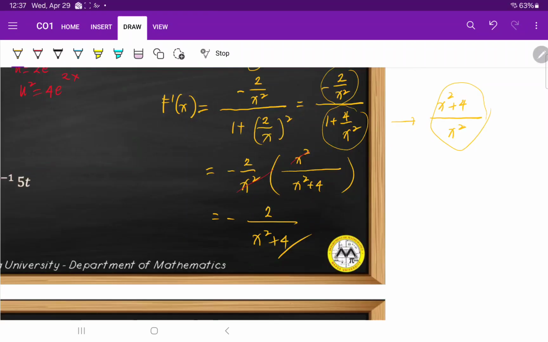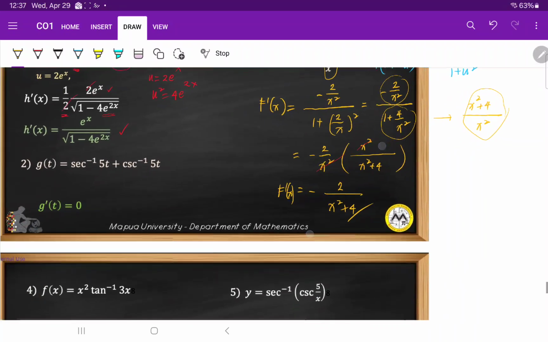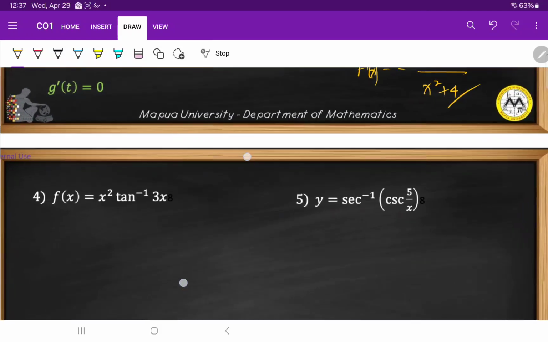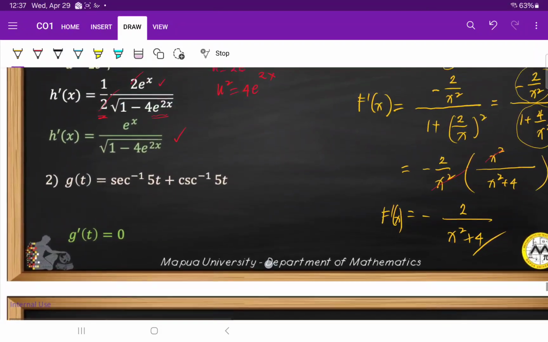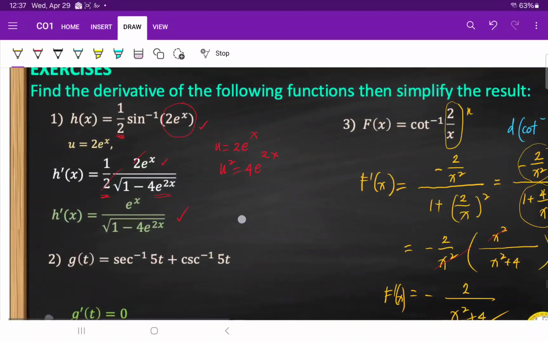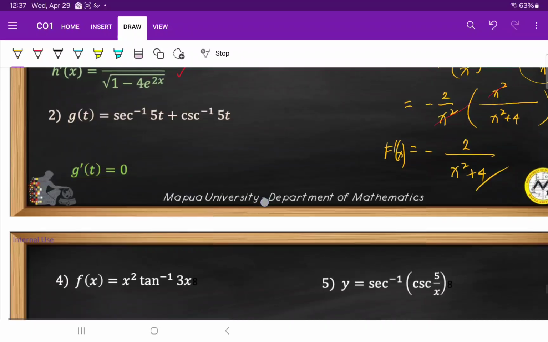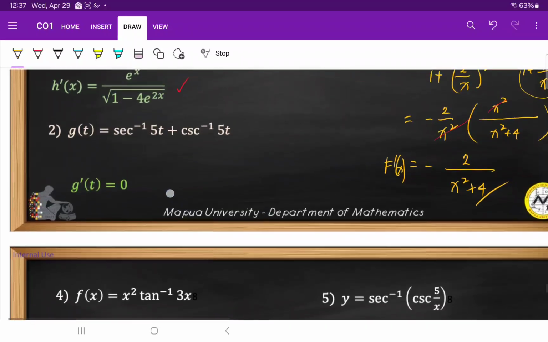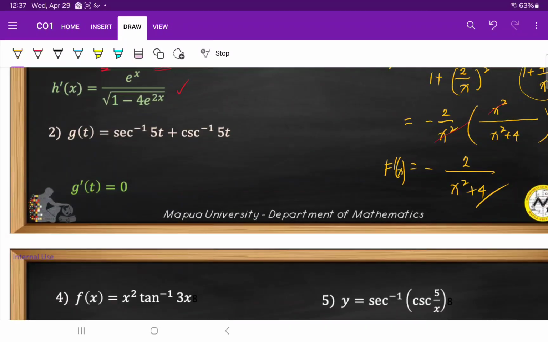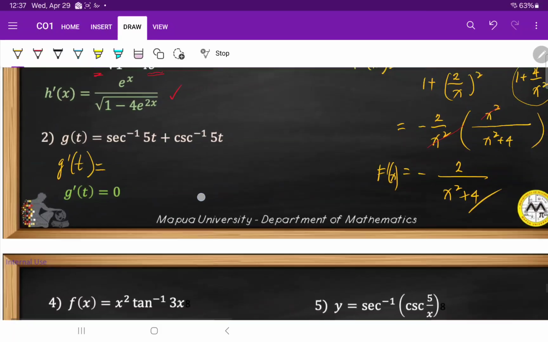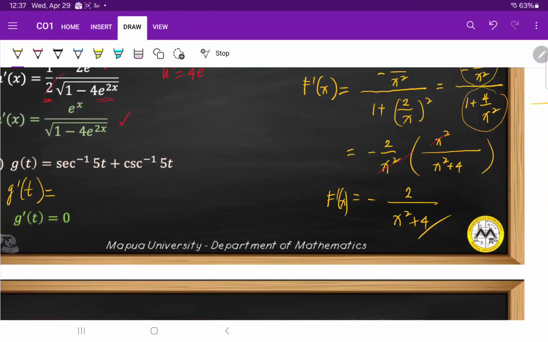This is your f prime of x. Okay. Now, about number 4. Number 2 muna. For number 2, okay. What is the formula for this one? What's g prime of t? Derivative of arc secant. So, what's our formula for arc secant?